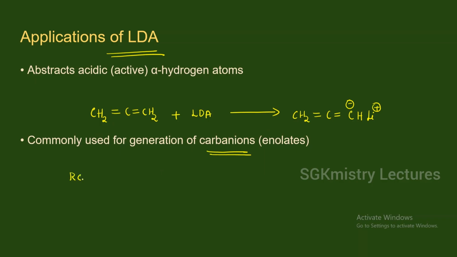For example, RCH2COR'. In the presence of LDA, you get RCH with a minus charge, COR', as one of the hydrogens is abstracted. This can be treated with R''X. Let us take some alkyl halide. You get RCHR''COR'. So this is a very powerful base and it can abstract the proton from even the active alpha hydrogen atoms by making use of LDA.